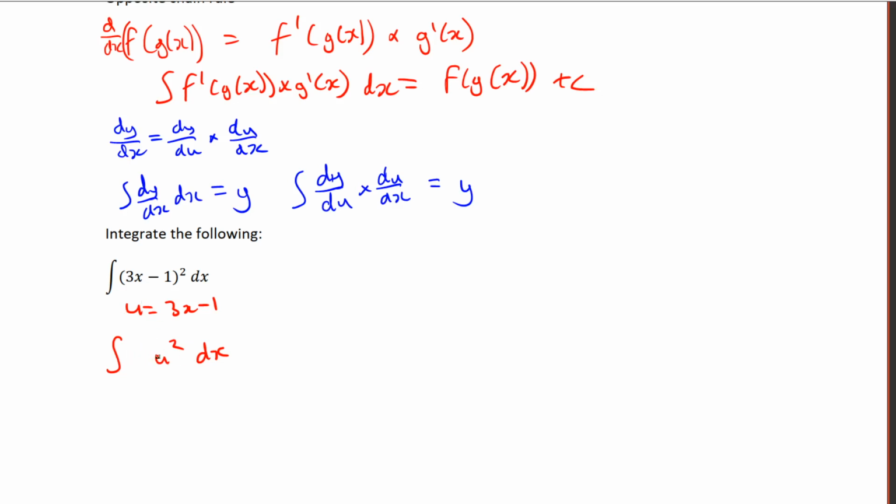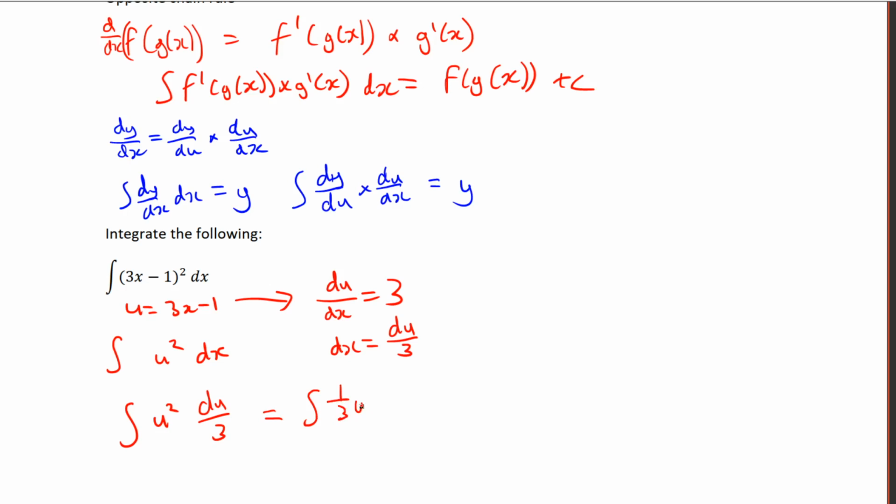I can't integrate it just like that because my variable inside is u, but on the end I have dx. They're not the same variable, so I need to write dx in terms of du. Using u equals 3x minus 1, I have du/dx equals 3. With du/dx equals 3, I can treat du/dx as a fraction and write dx equals du on 3. So now I can rewrite this integral as u squared times du on 3, which is the same as 1/3 u squared du.